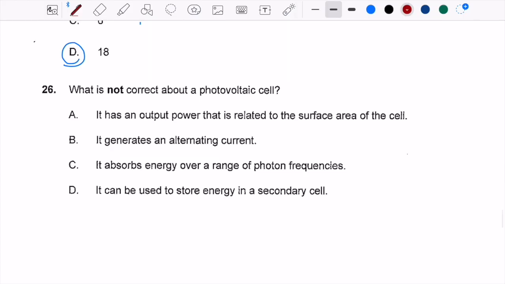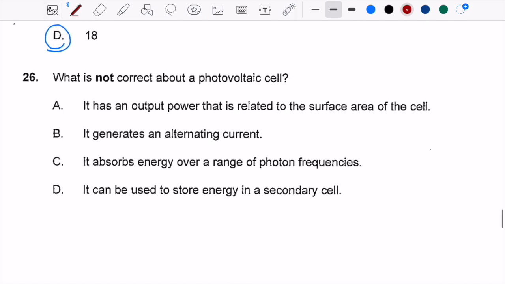What is not correct about a photovoltaic cell? A photovoltaic cell just charges a battery, so it produces DC current, so obviously it cannot be alternating current.